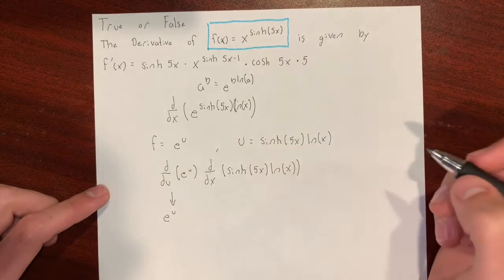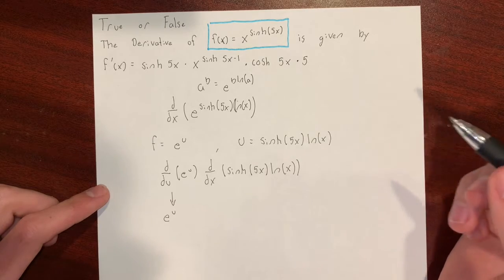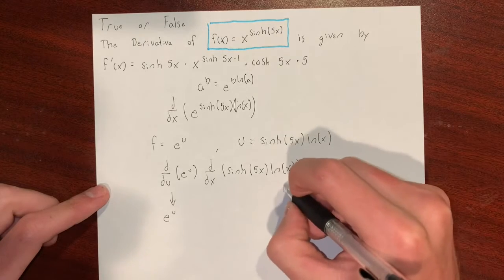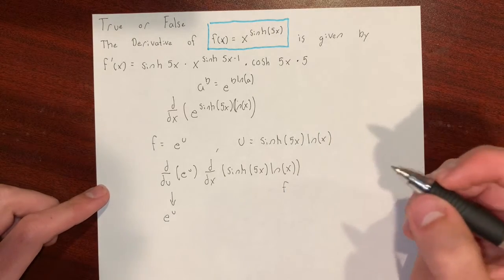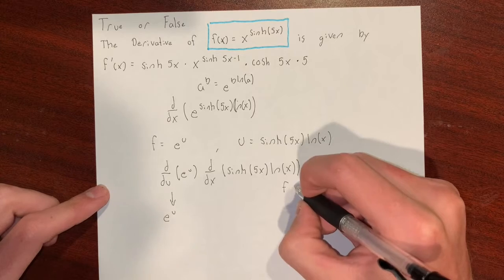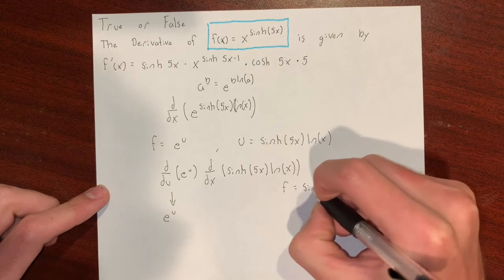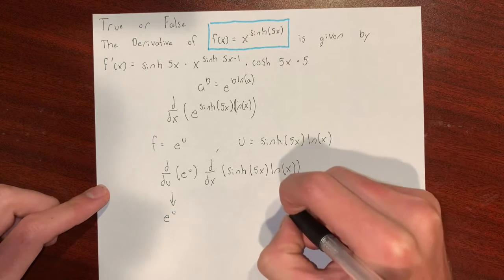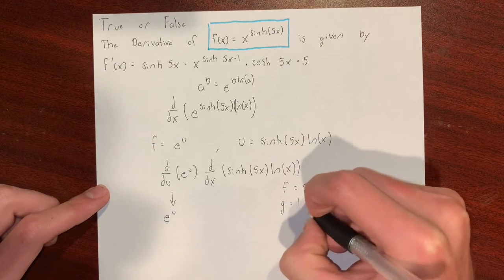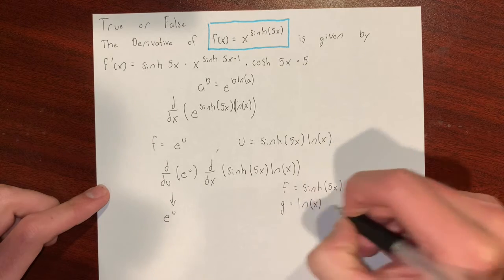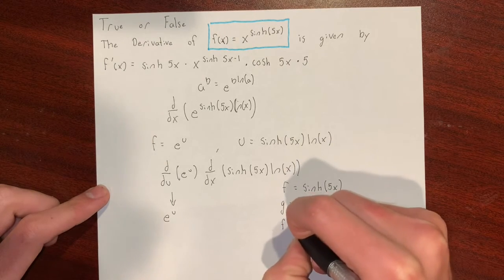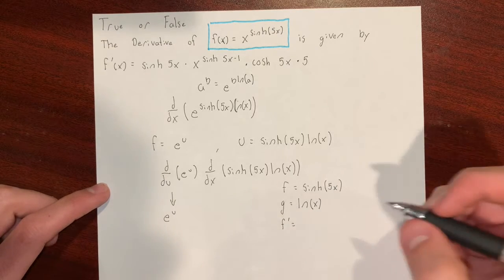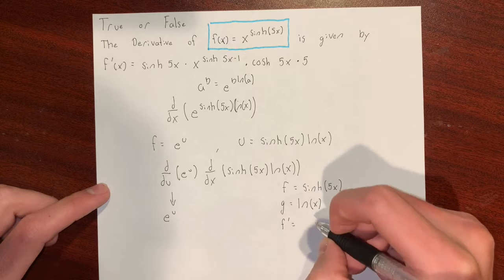And then for this part, I'm going to solve it by doing the product rule because these two are multiplied together. And for the product rule, I'm going to need an f, a g, an f prime, and a g prime. So for the f, it's going to equal sinh of 5x. My g is going to equal the natural log of x. And my f prime, I'm going to solve this by the chain rule. So for the chain rule, I'm going to break it apart.